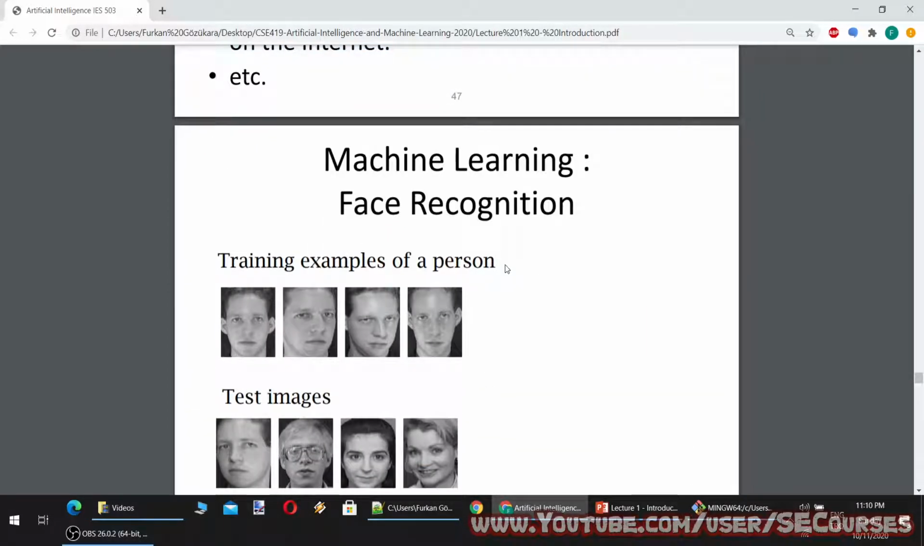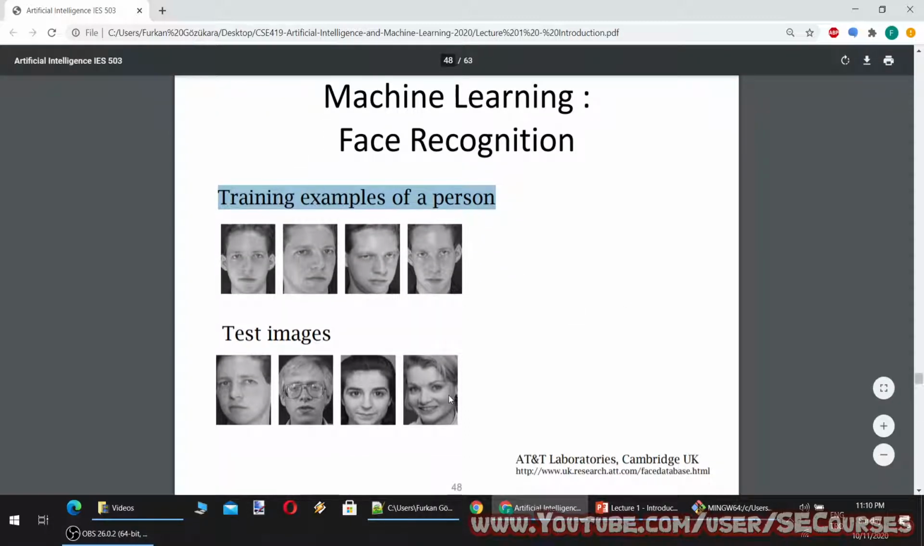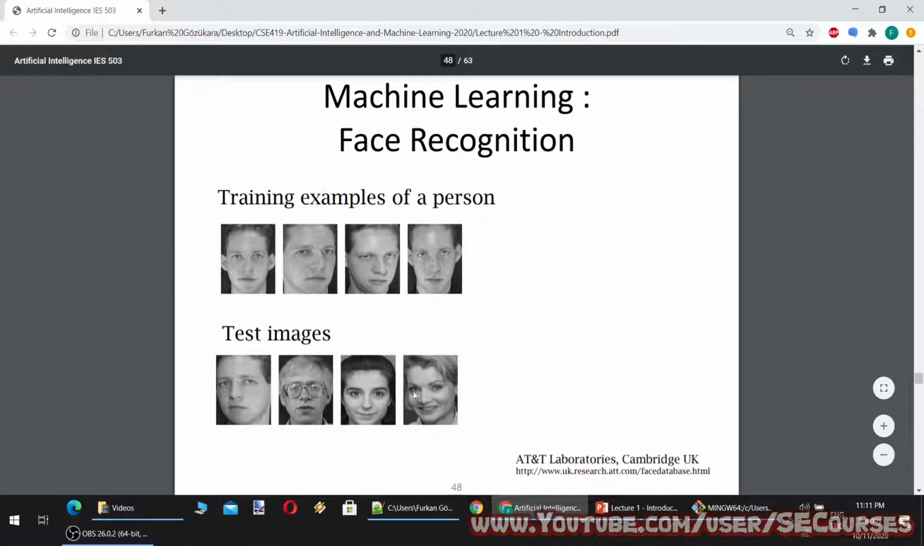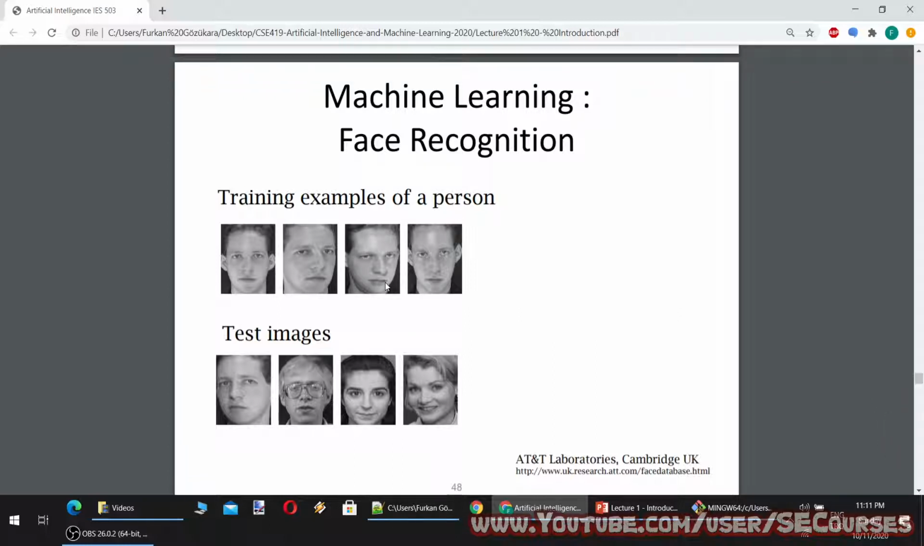Training examples of a person: you see there are four classes in this case, and it trains on examples of a person. We provide these images to the machine, and it builds a model for this person. So when we provide each of these images, the model outputs that this image belongs to this person. So from the trained model, it classifies the image into one of the classes it has in its database.